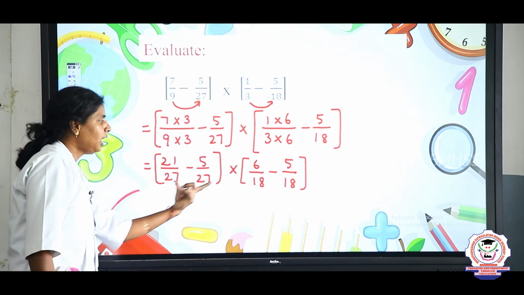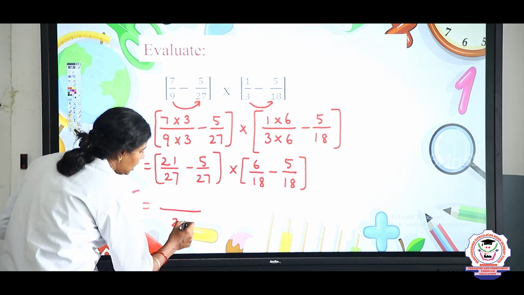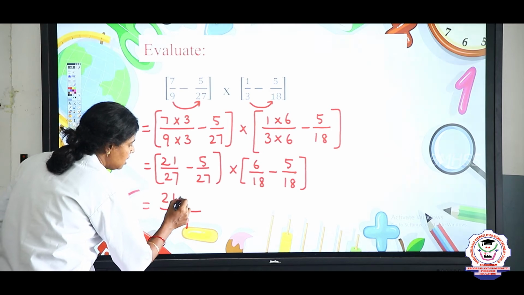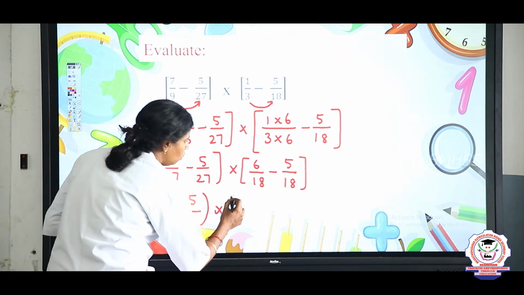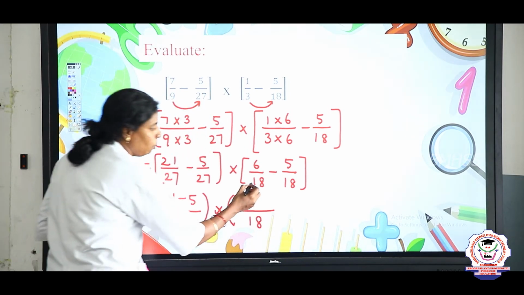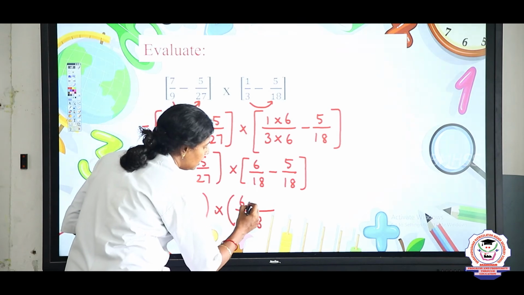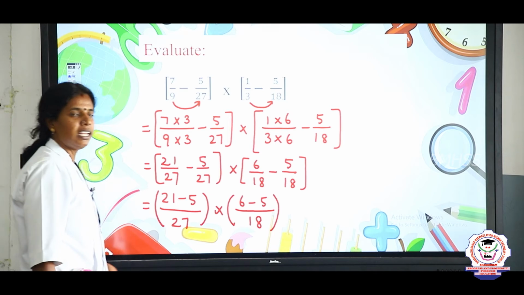See, both the denominators are the same now. So, we can take the LCM as 27, and the numerator is 21 minus 5, into, again here 18 is the LCM, both are the same now. We can take the numerator 6 minus 5. Now, subtract 21 minus 5.